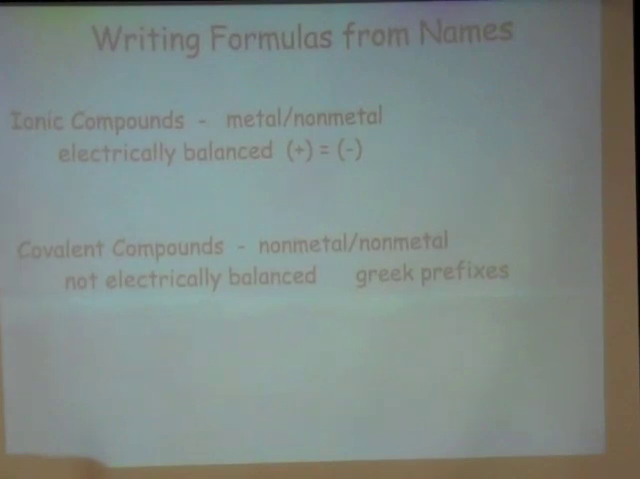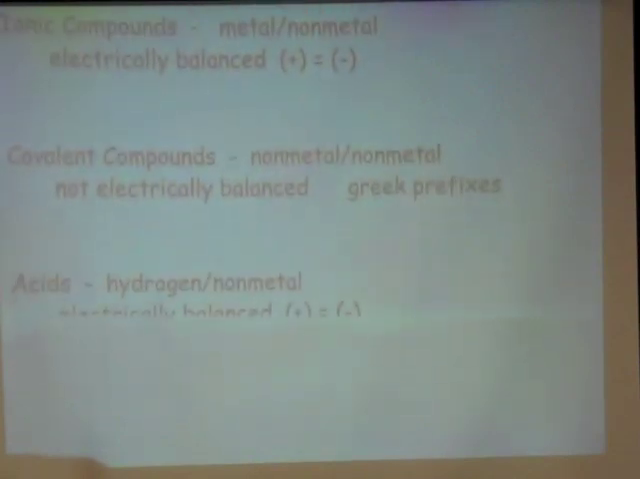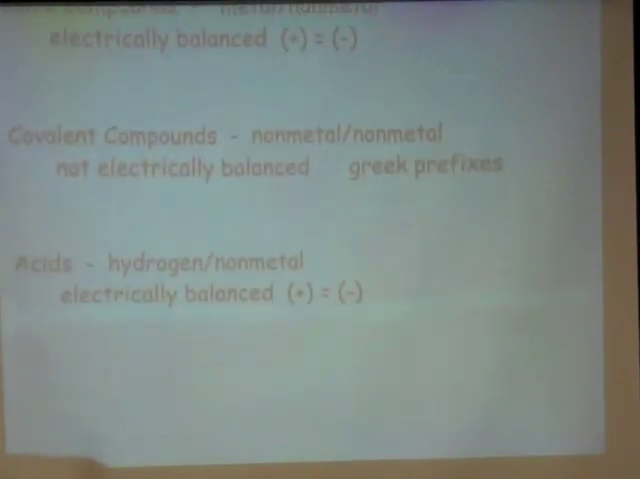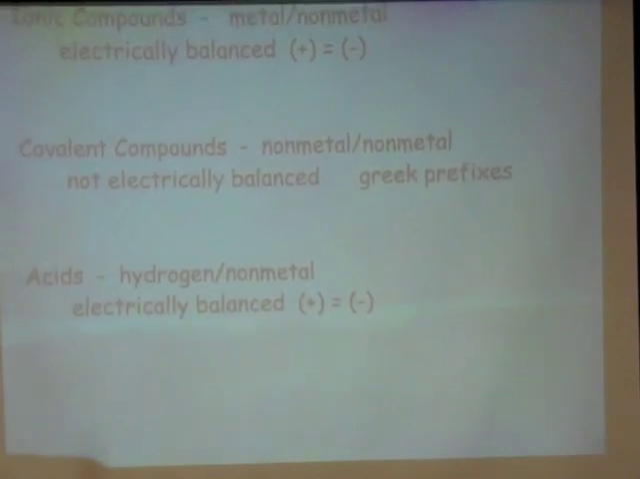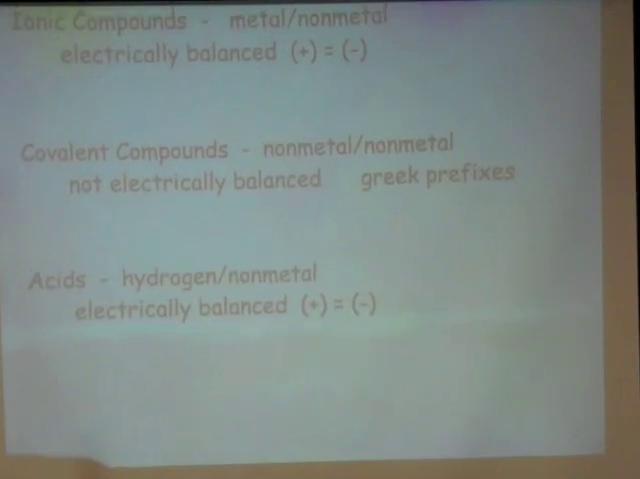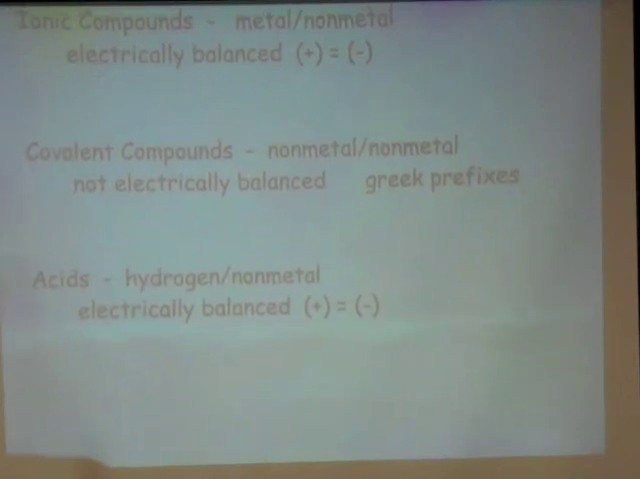And finally, the last kind of compound we've looked at is acids. That's a hydrogen bonded to a nonmetal or polyatomic anion. They are electrically balanced. The number of positives has to equal the number of negatives overall for that thing to stay together and be a stable compound. I'm going to go to the board and let's do some practice.